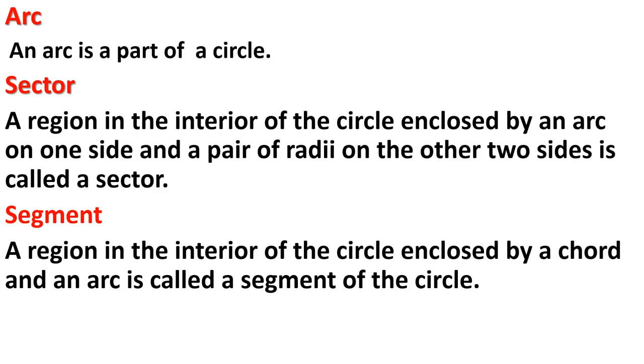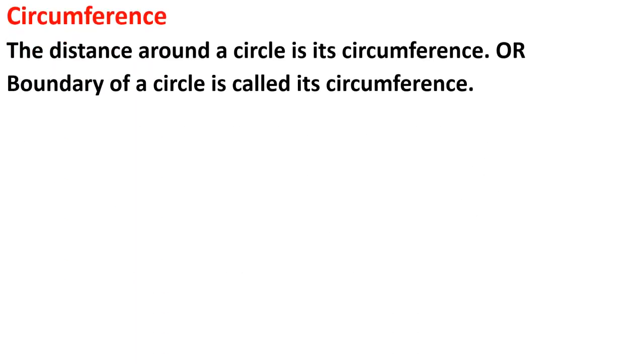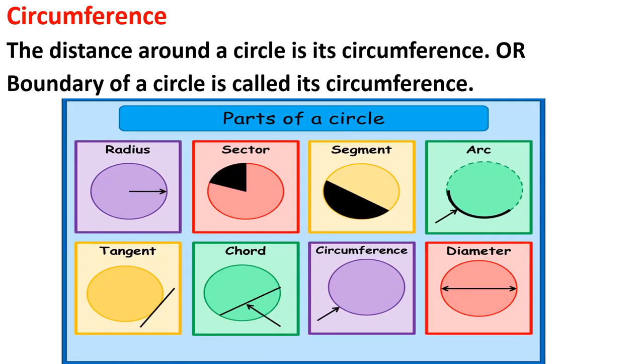Circumference. The distance around a circle is its circumference, or we can say the boundary of a circle is called its circumference. Now see the picture of all the parts of the circle that we have learned. First is radius, from the center to the circumference. Next is sector. Sector is a region which is enclosed by an arc and two radii. Now see, a pair of radii is there and one arc.